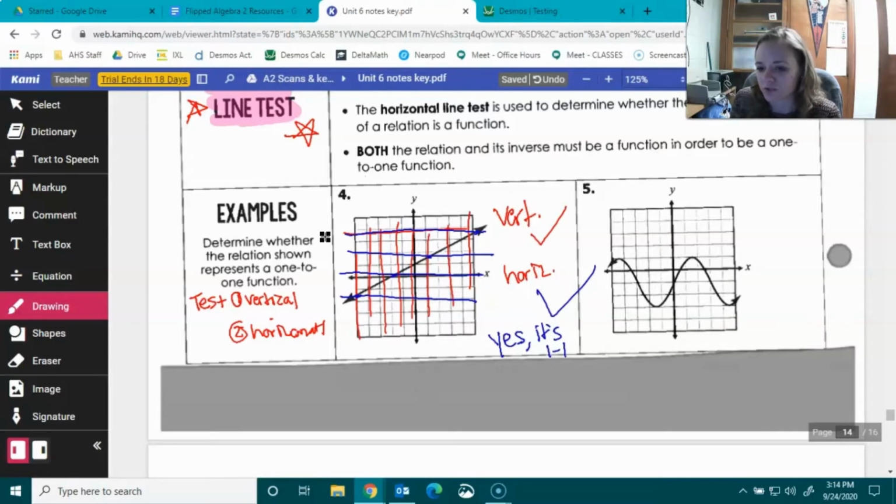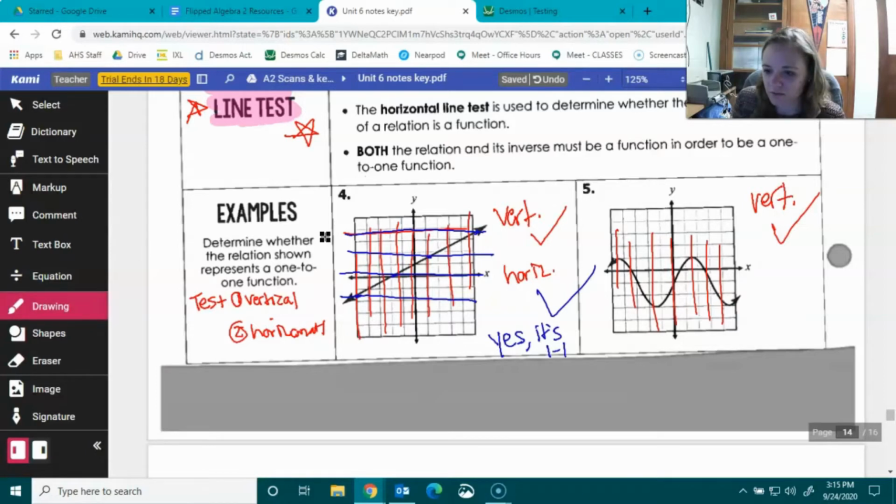It is a one-to-one function. Okay, let's test number 2. So first, the vertical line test. You can just imagine sketching a bunch of vertical lines. Do I intersect more than once at a time? No, so it's good on that.